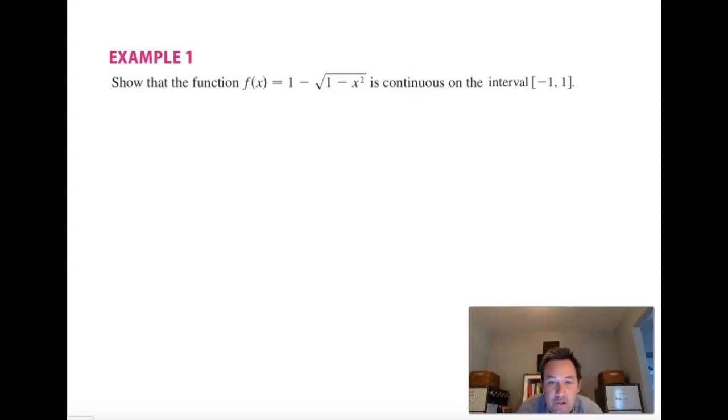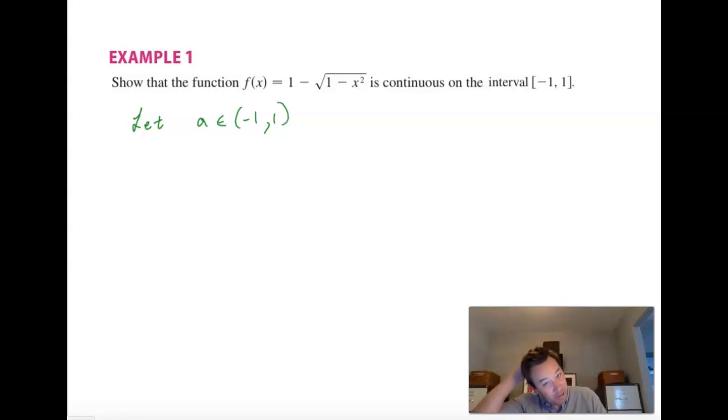So it says, show that the function f of x equals 1 minus the square root of 1 minus x squared is continuous on the interval between negative and positive 1. So as I said, that function has infinitely many points on the interval negative 1 to positive 1. So here's all we have to do. We're going to use a variable to take the place of a specific point. I'm going to say let a be part of the interval between negative 1 and positive 1.